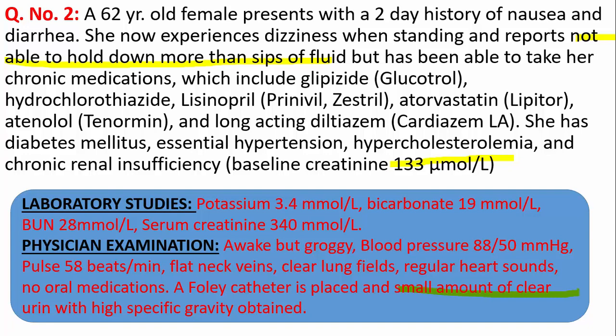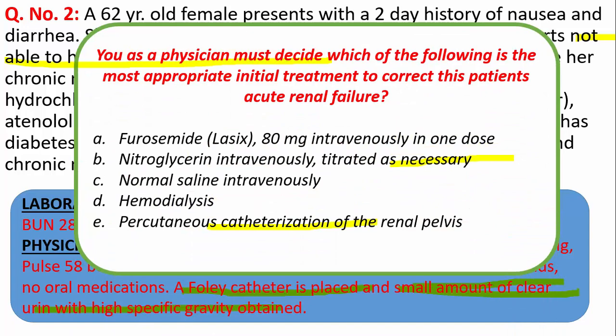So we see in the labs that the creatinine is high, and a small amount of clear urine with high specific gravity is obtained because the Foley catheter is placed. So you as a physician must decide which of the following is the most appropriate initial treatment to correct this patient's acute renal failure.